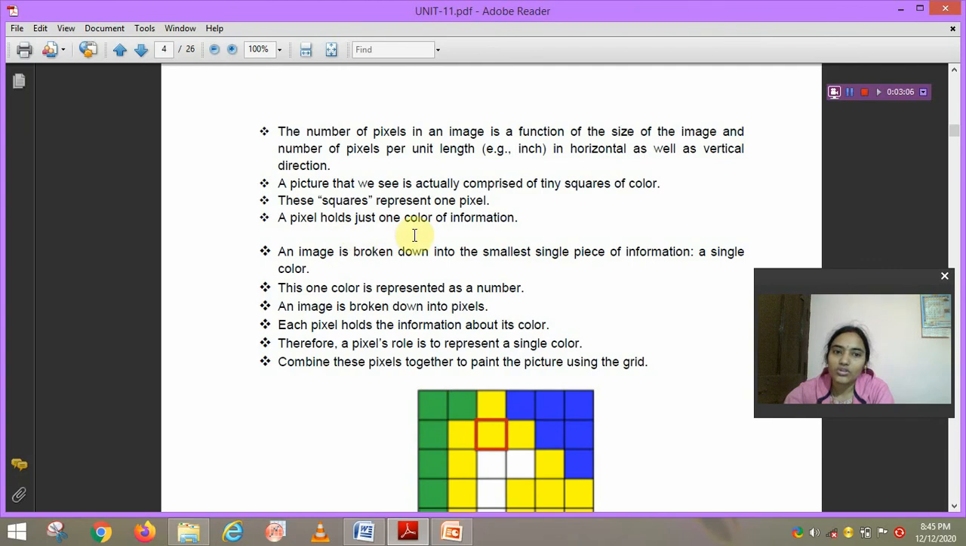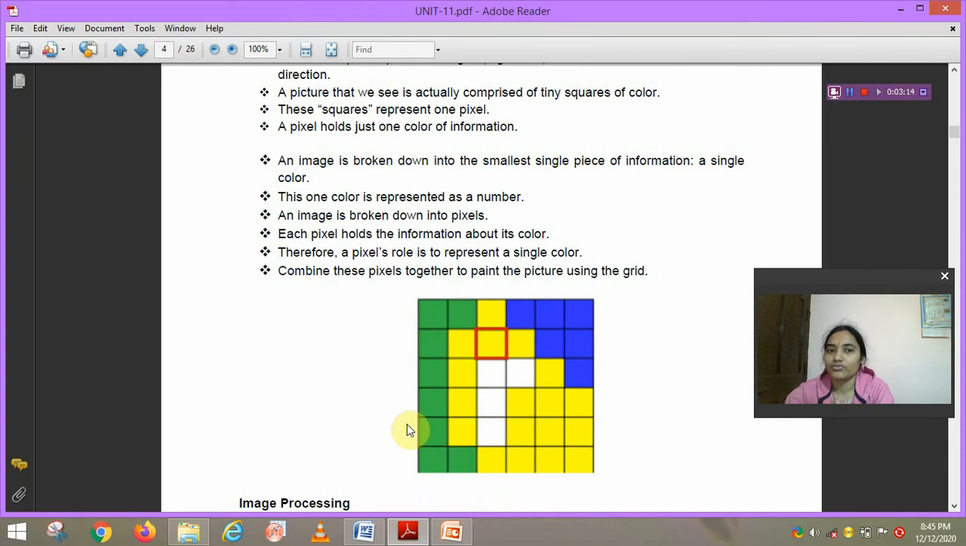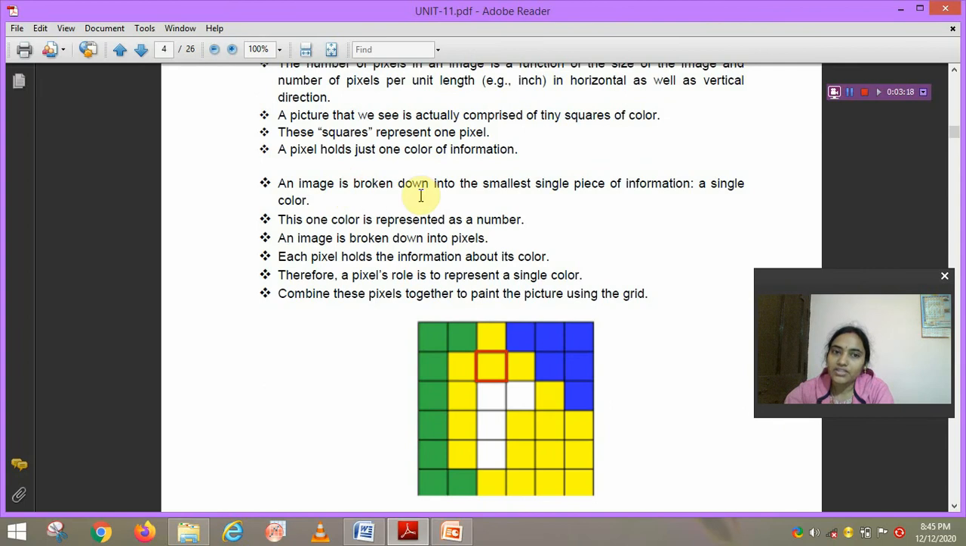A pixel holds just one color of information, each pixel holds one color, not a mix of two colors. An image is broken down into the smallest single pieces of information, or single colors. This one color is represented as a number. Each pixel holds the information about its color, and the pixel's role is to represent a single color. Combine these pixels together to paint the picture using a grid.